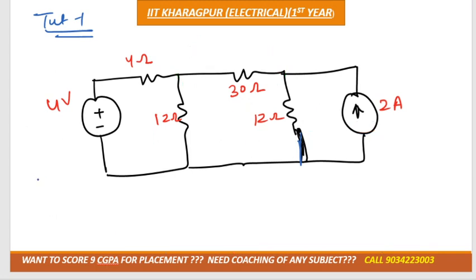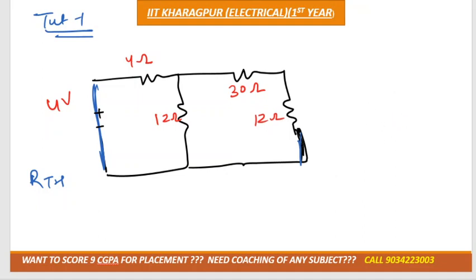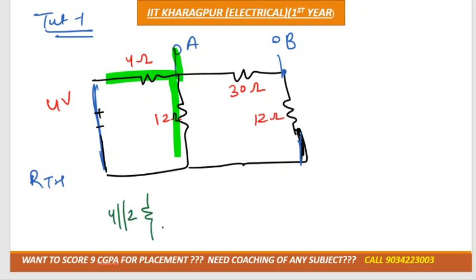Now in the next step, we need to calculate RTH. For RTH, voltage source must be short circuit and current source must be open circuit. Again, you are standing at A position and you have to move towards B position. Now, from A, you are moving 4 ohm and 12 ohm. These two resistances are connected in series or in parallel? Parallel. Good. 4 parallel 12.